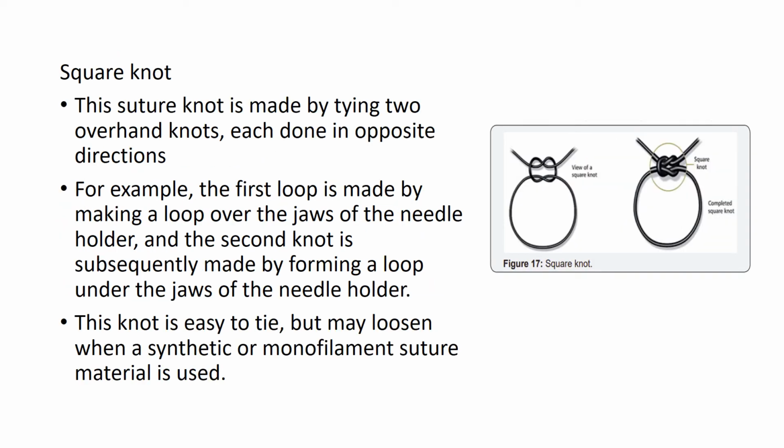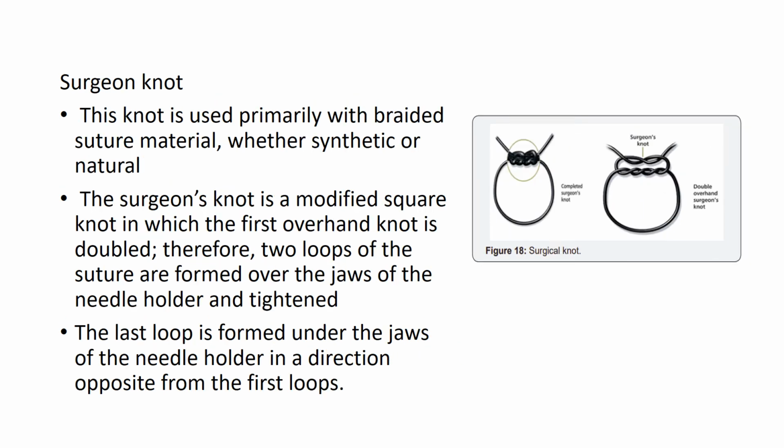So, the square knot. This is a suture knot which is made by tying two overhand knots, each done in the opposite direction. For example, the first loop is made by making a loop over the jaw of the needle holder, and the second knot is subsequently made by forming a loop under the jaw of the needle holder. This knot is easy to tie, but may loosen when a synthetic or monofilament suture material is used.